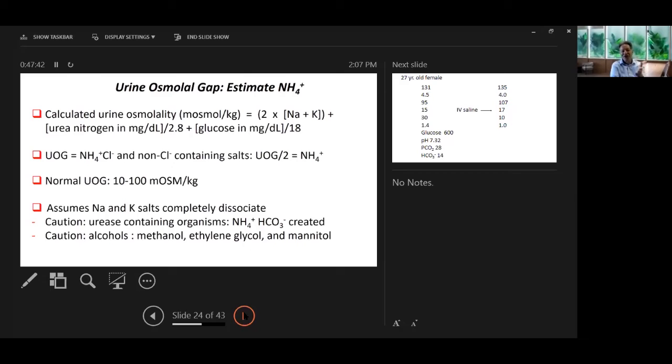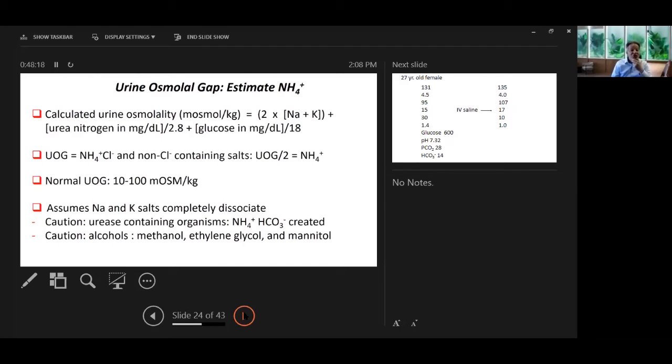One, it assumes that all the sodium and potassium salts are 100% dissociated, and that's not completely true. Plus, you can generate ammonium bicarbonate with urease-containing organisms. That's not a problem. It'll just increase your ammonia result. But you have to realize that ammonia did not come from renal biochemistry. It came from this organism in the urine generating it. And it can give you a high level, and you might think, well, the patient is generating and excreting a lot of ammonia biochemically in the renal processes, and that's not true.